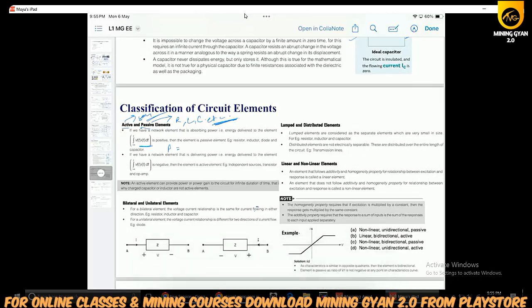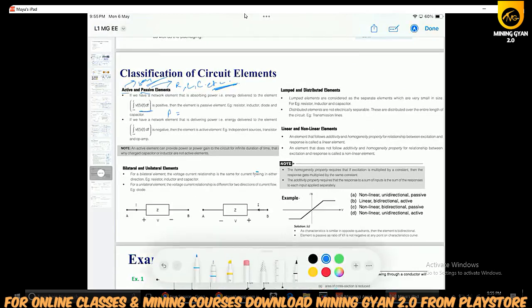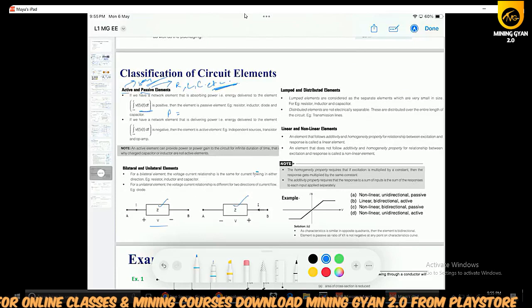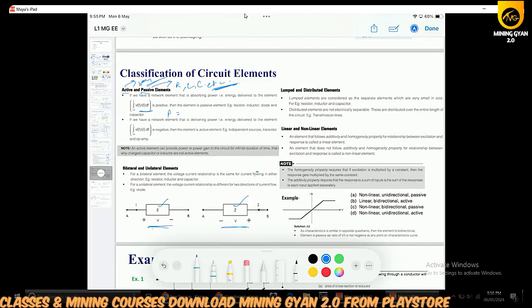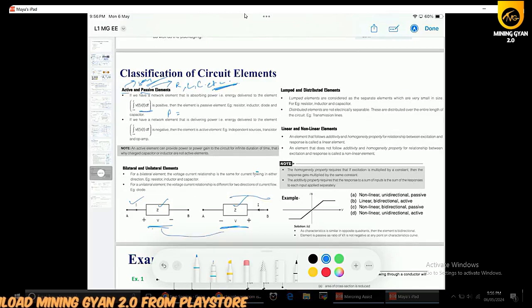After that, let us see the difference between bilateral and unilateral elements. Let us say this is an element that is represented by Z. This is the terminal voltage across it, and this is the current flowing through this. You can observe that we have interchanged the terminals, or we have applied the voltage that is having different polarity in this case.